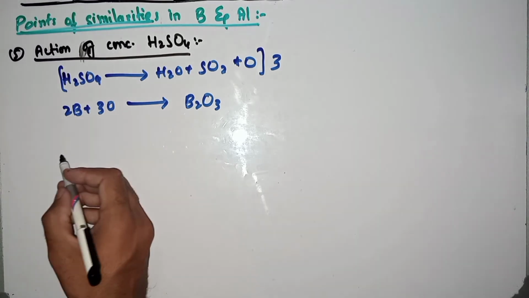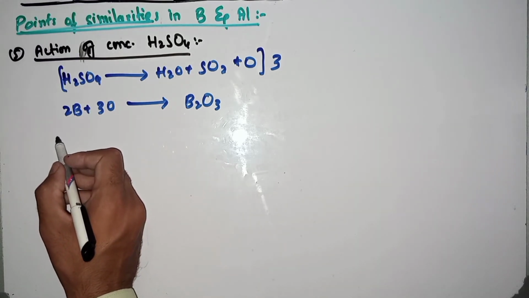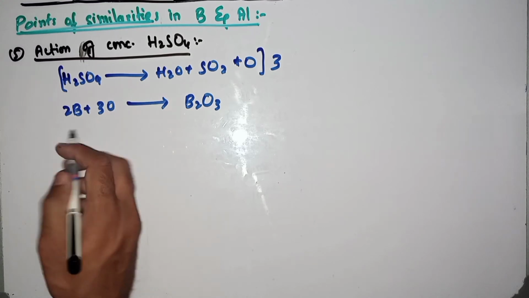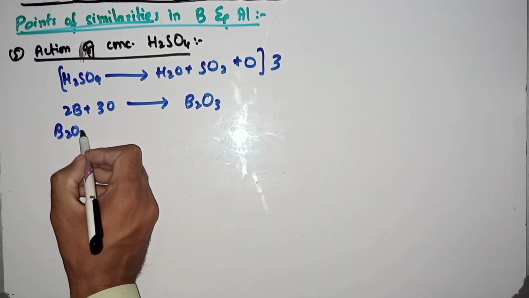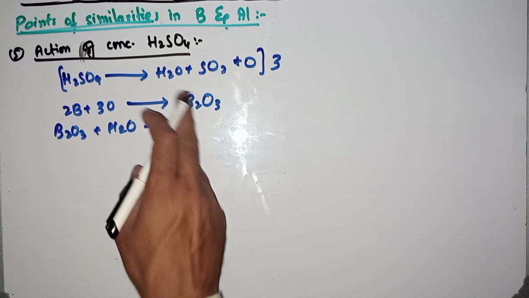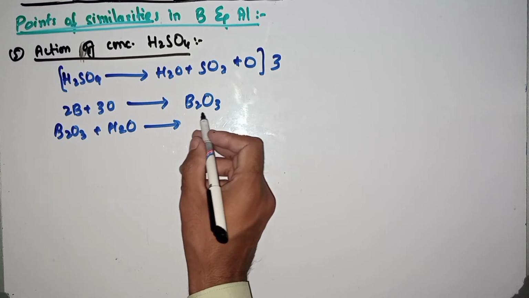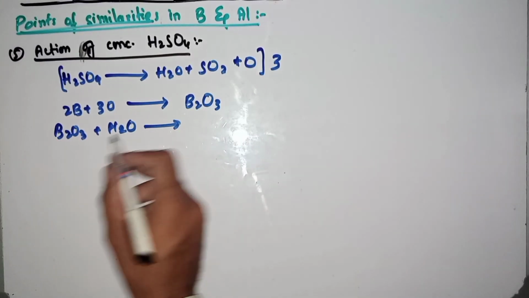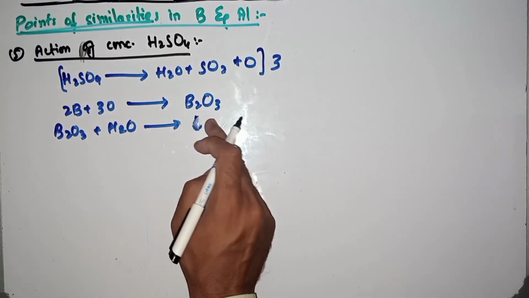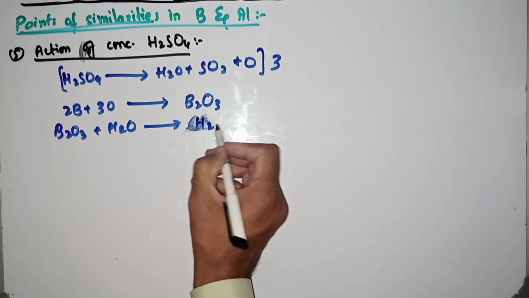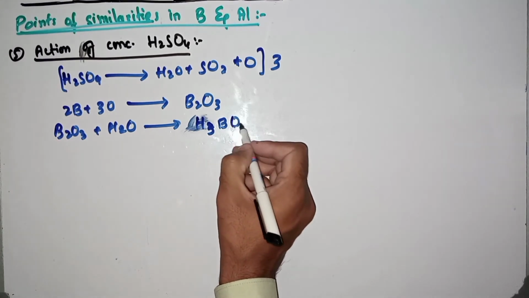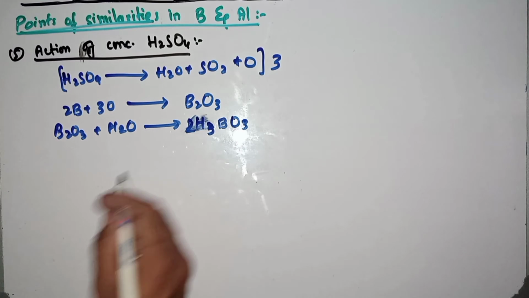But in case of aluminium, what will happen? After that, boric anhydride B2O3 can be attacked by H2O, or you can say that water can attack this. Sorry, this is not boric acid, this is boric anhydride. After this attack, it will generate boric acid, H3BO3. This is boric acid.